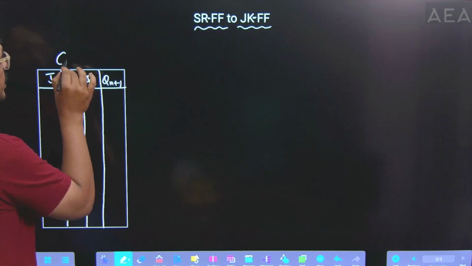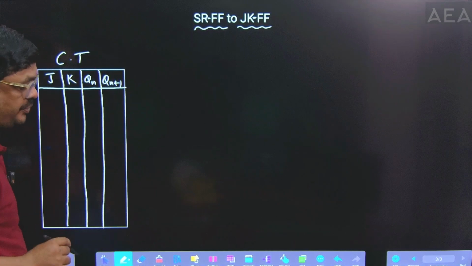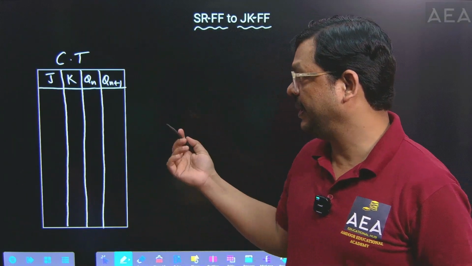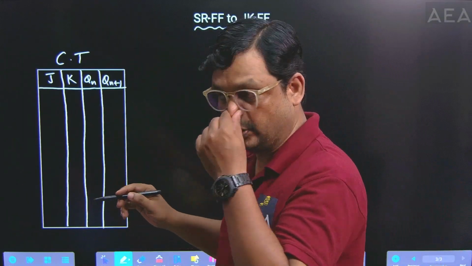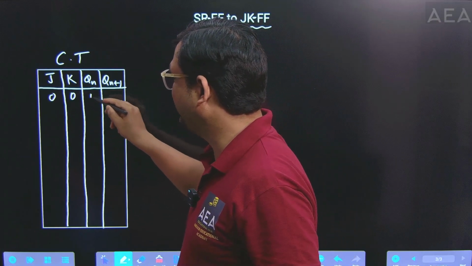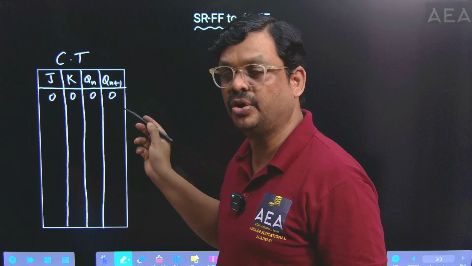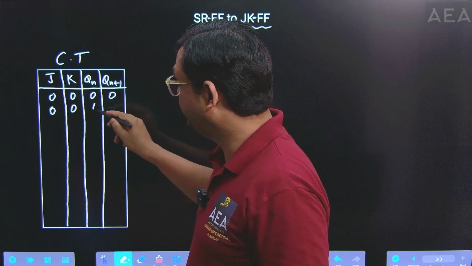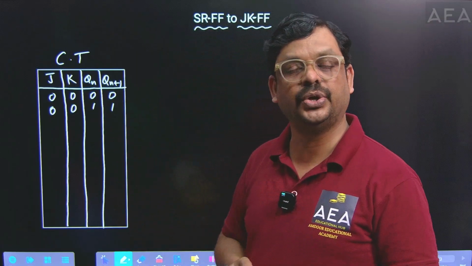Now, this comes under the characteristic table of JK flip-flop, that means the required flip-flop. We already know the complete table operation, so I will directly write those combinations. If J is 0, K is 0, it maintains the previous state. So the previous state is 0 and the next state is also 0. Both inputs are 0, 0. If the previous state is 1, the next state is also 1.